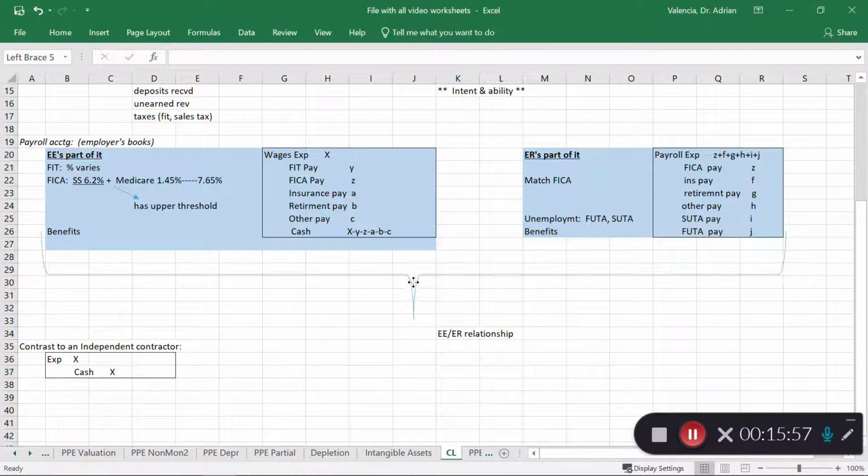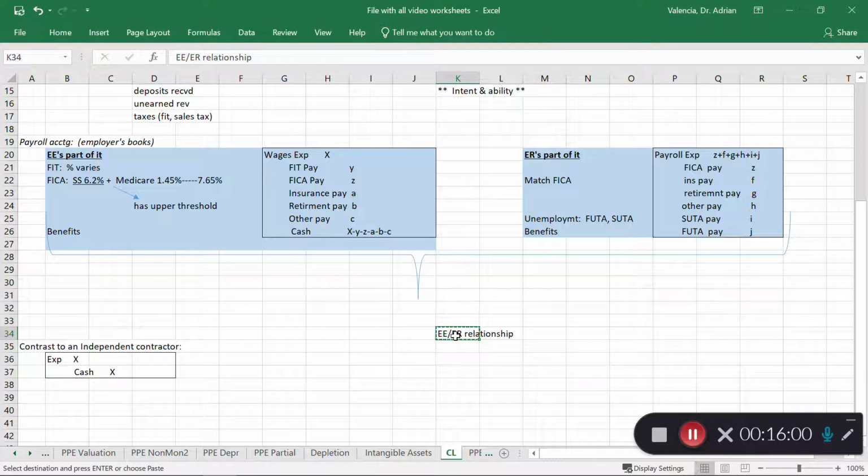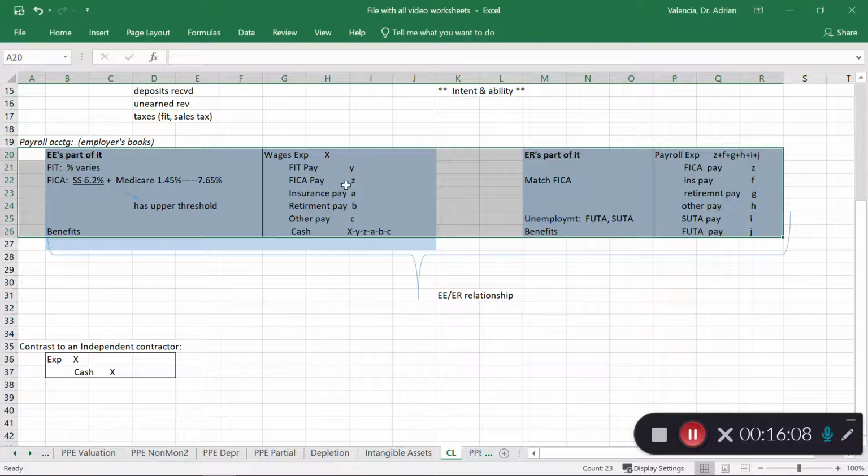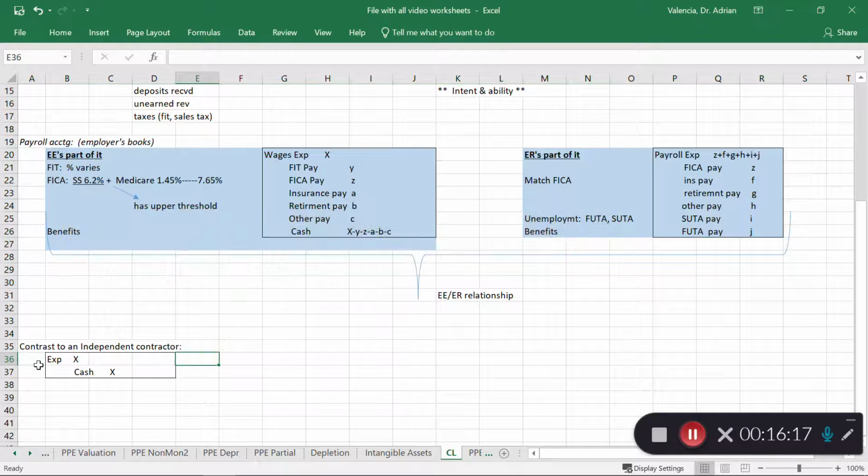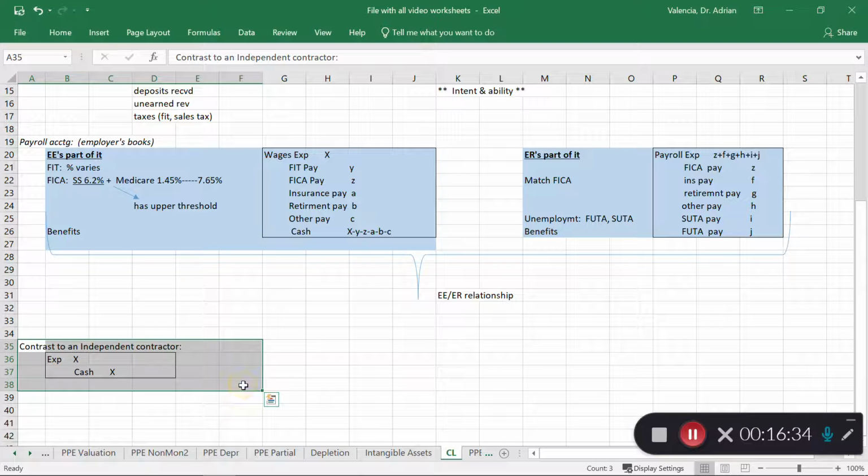Contrast that to the employee-employer relationship that I described right here. This is very different. When you have an employee-employer relationship, you have all this accounting to do. You have to make sure you meet those deadlines where you have to turn over these monies. There's very strict rules with that. But if instead you hire somebody as an independent contractor, this is it. You just pay them and you credit cash. You do not have to do any of the other things right here. And I mention this because sometimes certain companies may pay individuals in this format when you could argue they might be more of an employee-employer relationship.